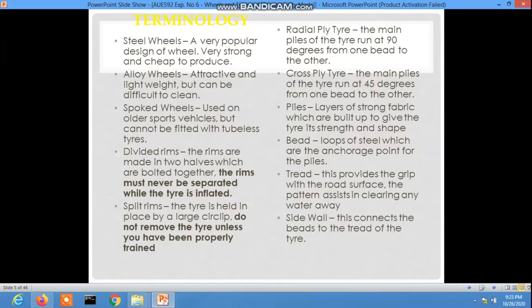Bead: loops of steel which are the anchorage point for the plies. Tread: this provides the grip with the road surface. The pattern assists in clearing any water away. Sidewall: this connects the bead to the tread of the tire.